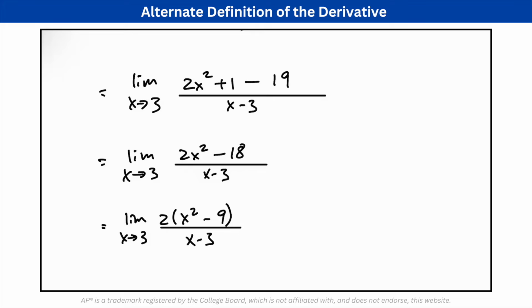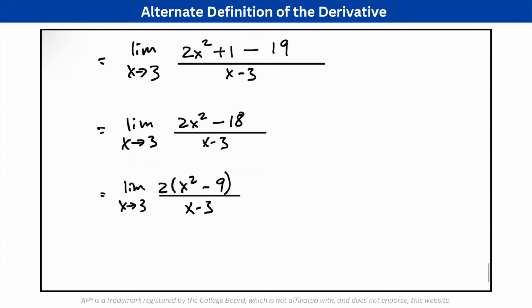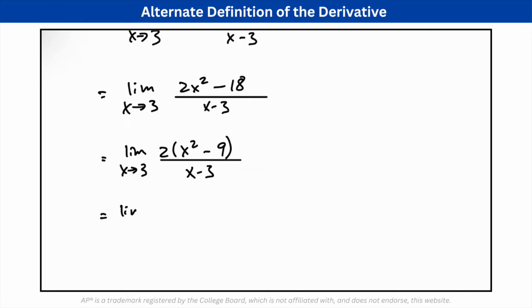And you see something special at this point. You can factor out x squared minus 9. And after you factor it, what's going to happen?